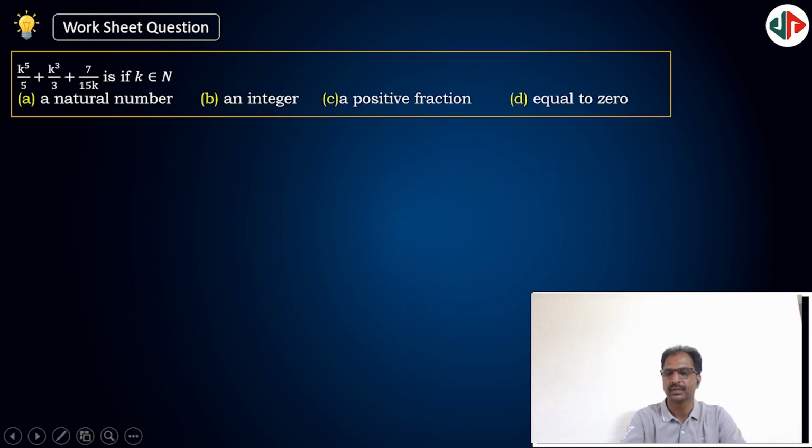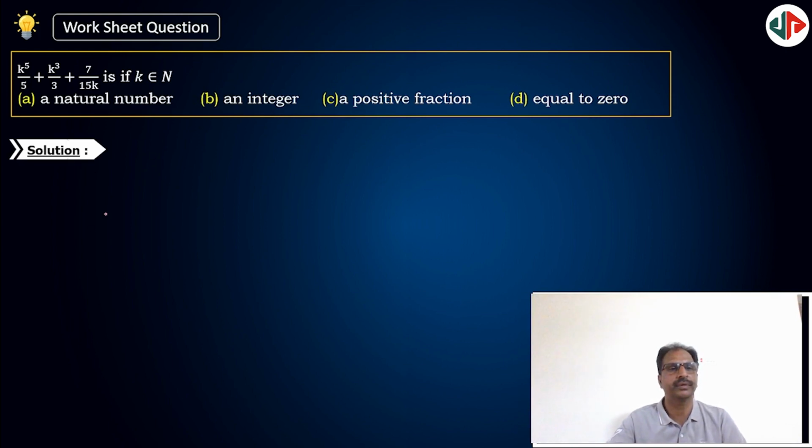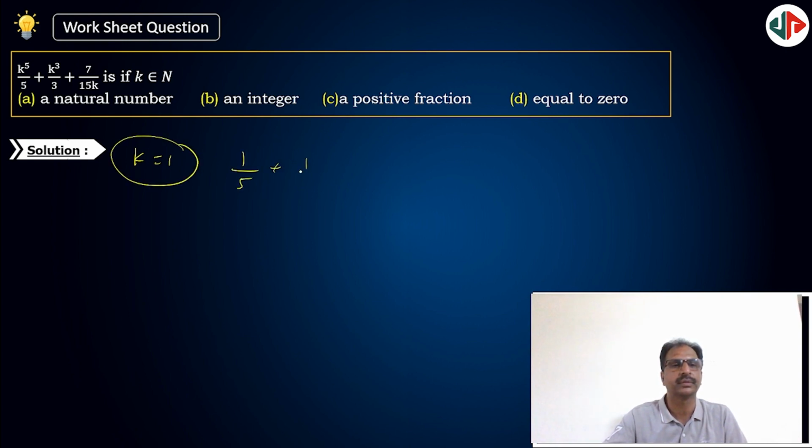Sure, sir. k power 5 by 5 plus k cube by 3 plus 7k by 15, where k is any natural number, is dash. Since k is a natural number, I am taking k as 1. So it becomes 1 by 5 plus 1 by 3 plus 7 by 15. LCM is 15, so you get 3 plus 5 plus 7, which is 1. So it is a natural number.